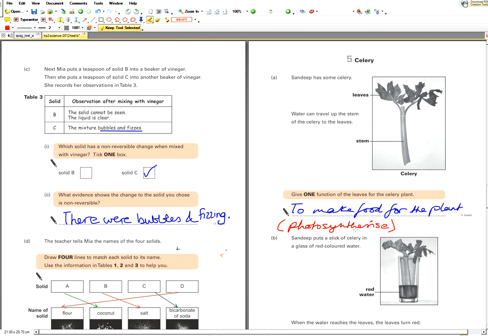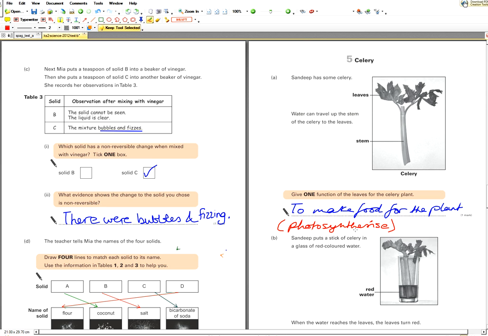Photosynthesize means capturing sunlight and converting it with CO2 in the air. So we need CO2, carbon dioxide gas, and we need sunlight plus the water that comes with the stem. Those three together combined give us sugars. They produce plant food. That whole process is called photosynthesis. So the leaf is photosynthesizing.